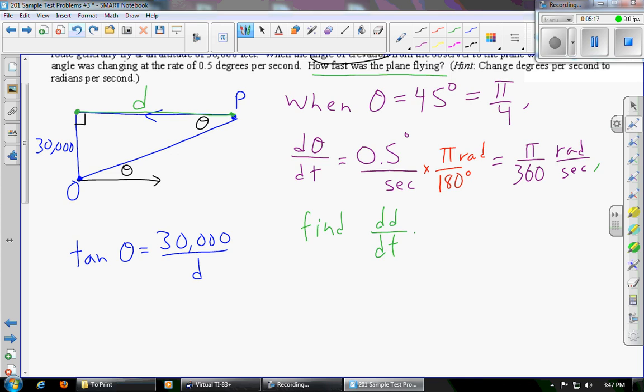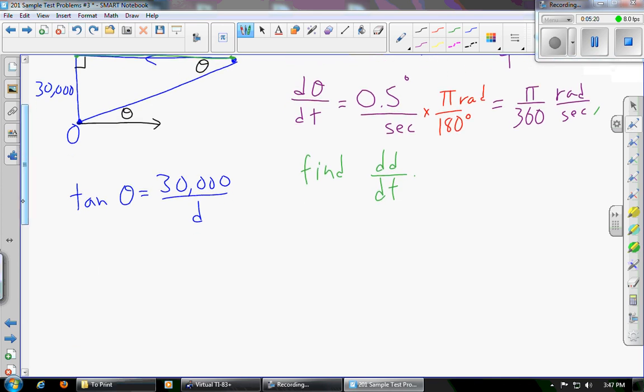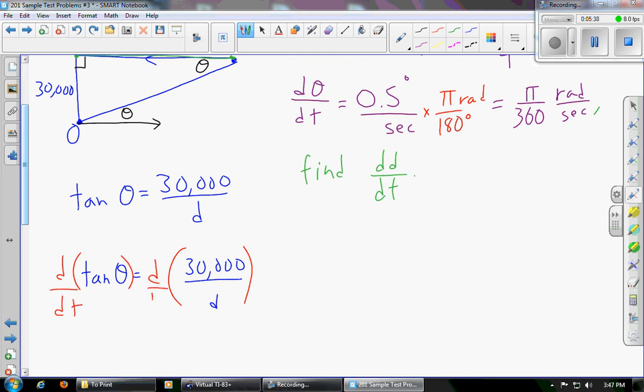And now we're going to take a derivative of both sides of this equation. So I'll copy it again, and then we'll put the d dt symbol in front of both sides, taking a derivative with respect to t. Okay, let's take our derivative. Derivative of tangent of theta. Derivative of tangent is secant squared. But theta is not the independent variable, so again, the chain rule comes in and says multiply by a derivative.